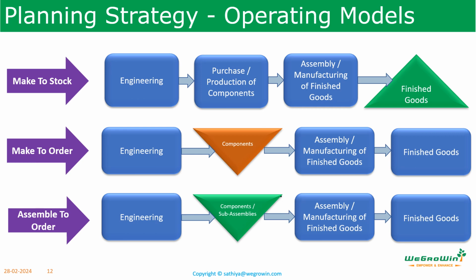In an assemble to order situation, we keep the components and sub-assemblies or modular products ready. So the components and sub-assemblies are kept based on the forecast or the expected stock level, and they will be assembled only after getting the order from the customer. So that is assemble to order, which means we keep component sub-assemblies ready in stock, but we convert them into finished product only on getting an order from the customer.